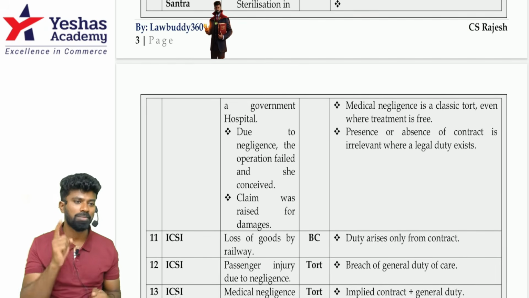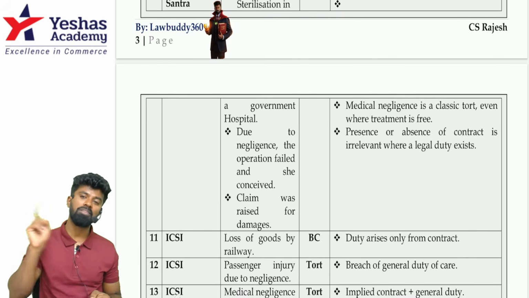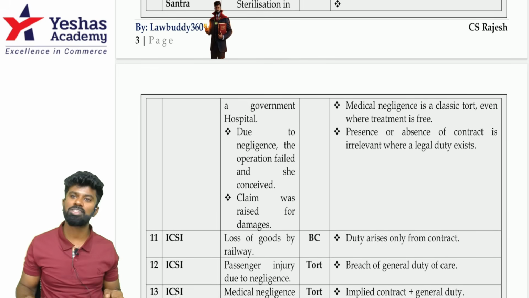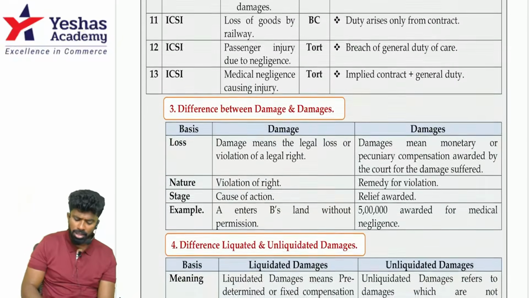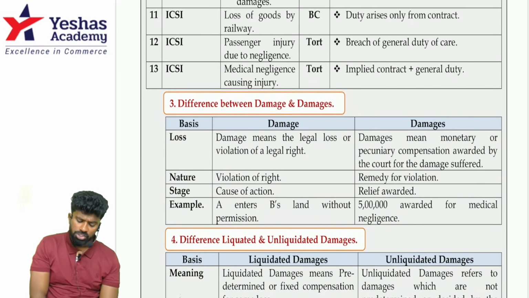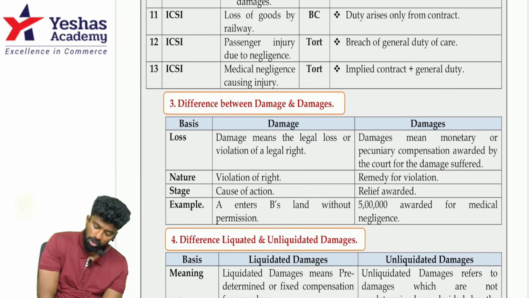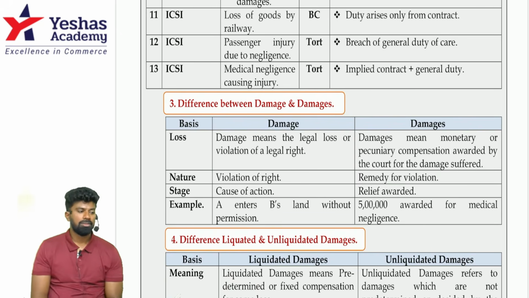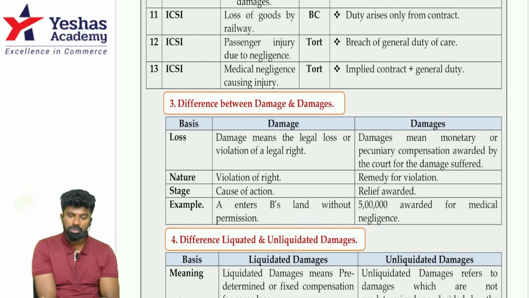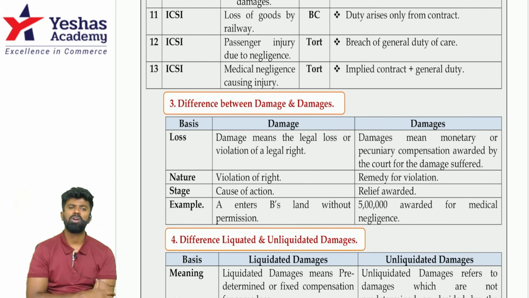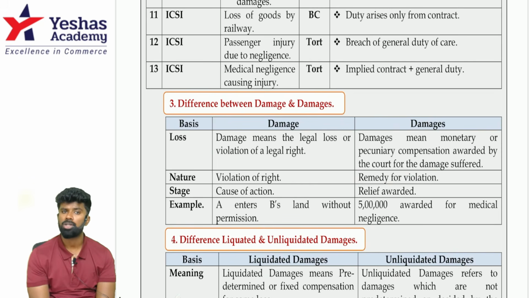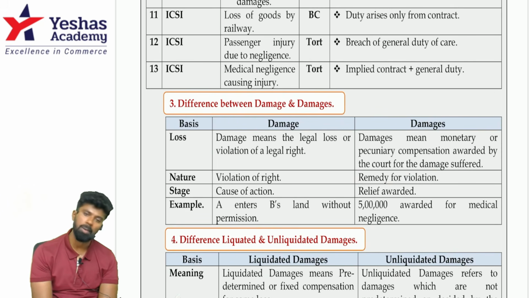Which one is infringement of right? Which one is the compensation payable for the infringement of right? Damages. Which one is the cause of action? Which one is the remedy for the cause of action? Are you guys clear with this, everybody? Yes or no? First is violation of right. Second one is remedy for the violation. Example. Can you guys read the example, please? A enters B's land without permission. Can you enter B's land without permission? No. 5 lakh awarded for medical negligence. Is that a tort? Yes or no? Damage is different. Damages are different.